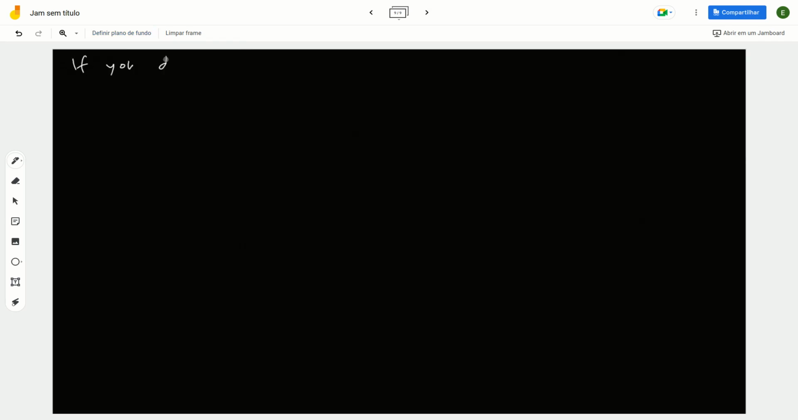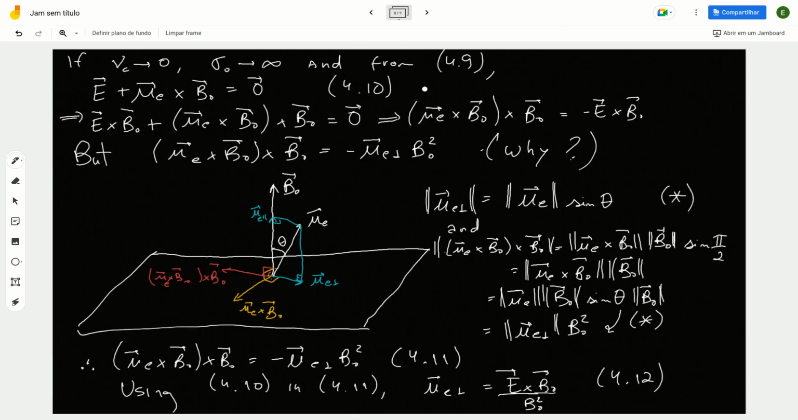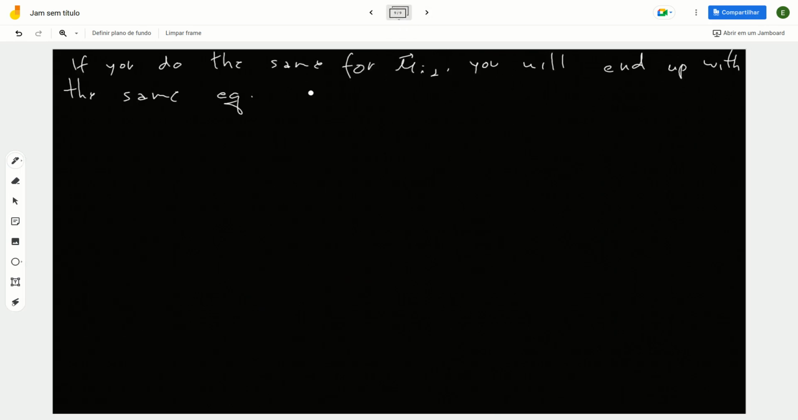If you do the same for UI perp, you will end up with the same equation. Same as this one, right? Just change E by I. Therefore, there is no current because both ions and electrons are going in the same direction. This is just a drift.